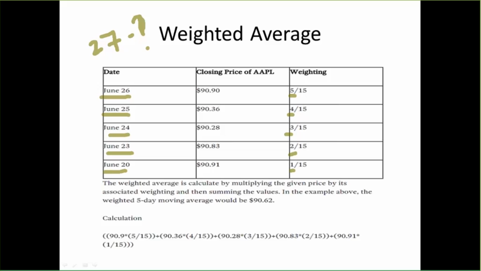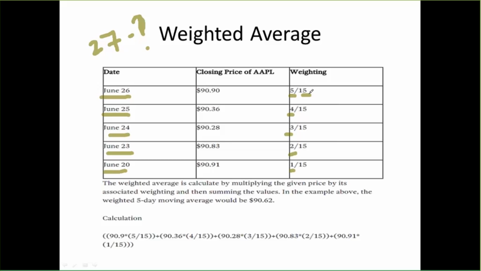Okay. And these are all the closing prices. So I'm assigning all these weights and I'm going to calculate my future values. I know that these are all the previous values. I'm giving high weight to my 26th and less weightage as it keeps decreasing. I'm assigning manual weights. And this 15 is nothing but 5 plus 4 plus 3 plus 2 plus 1.